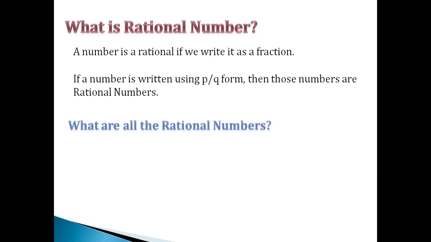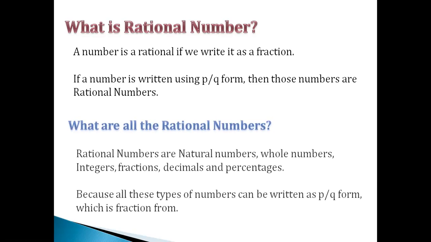Okay, so what are all the rational numbers? Let's go with the basics of rational numbers. The rational numbers can be whole numbers, like 1, 2, 3, 4 and so on. Rational numbers can be integers, which can be negative numbers as well. And they can be fractions, decimals, and also percentages.